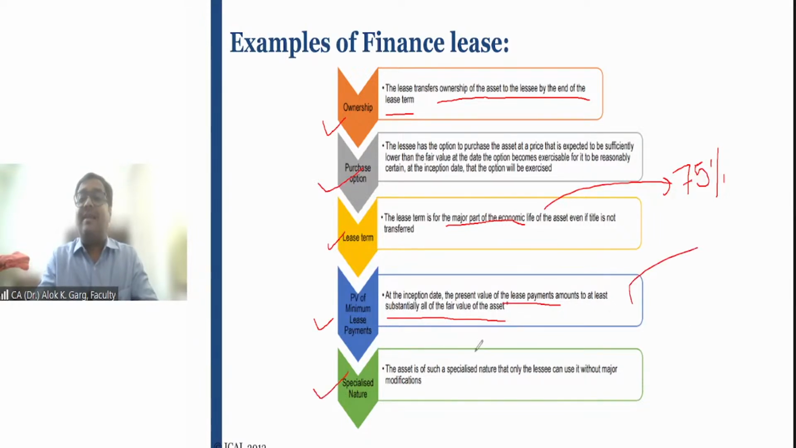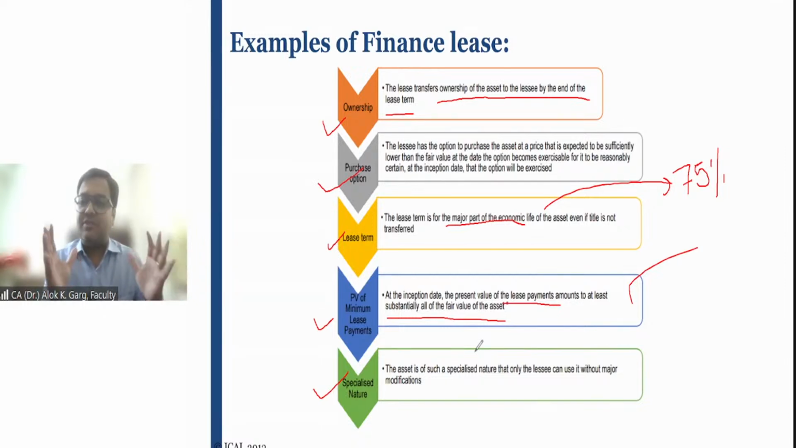Specialized nature. The lessor has manufactured or created an asset which is of a specialized nature and which is only used by the lessee, right? For example, the lessor has given a building to the school, and this building is customized, renovated, reconstructed only for the benefit of that lessee, right? So again, it is an indicator of finance lease.